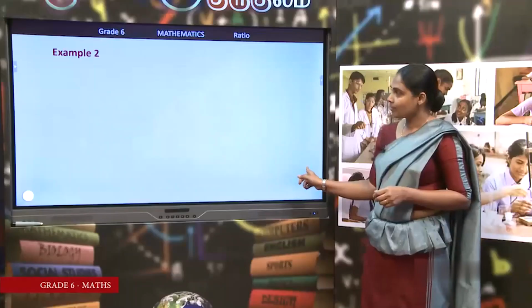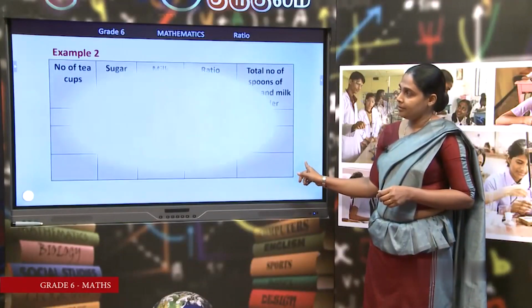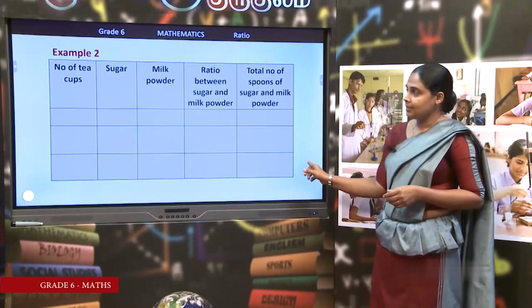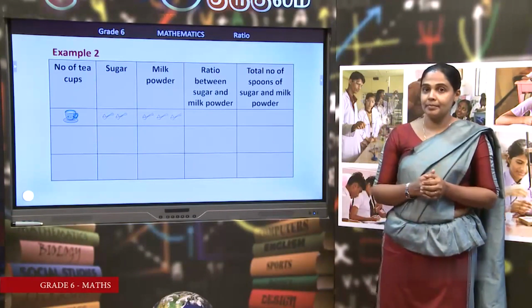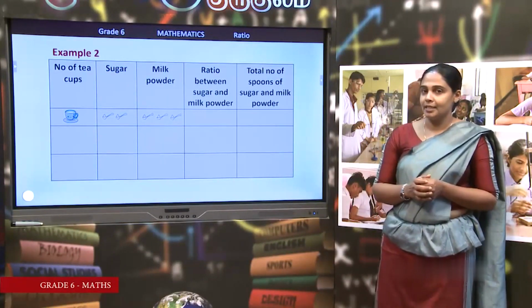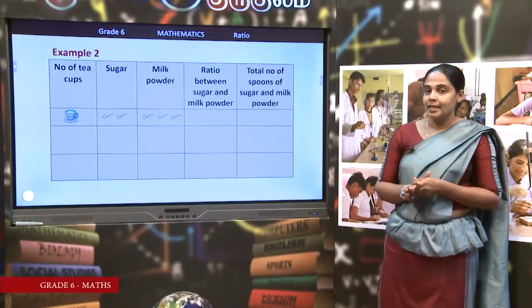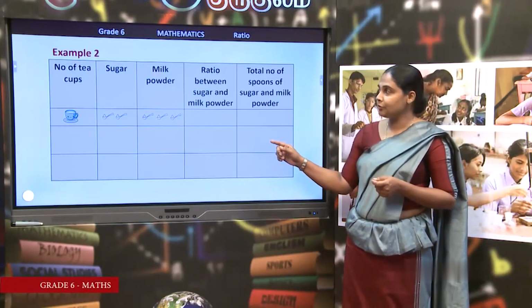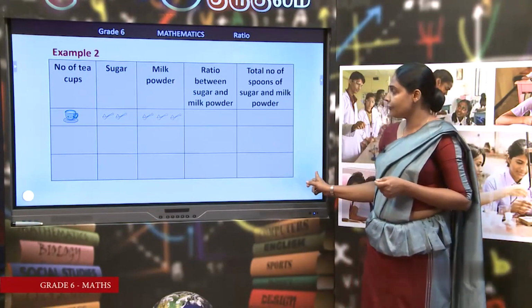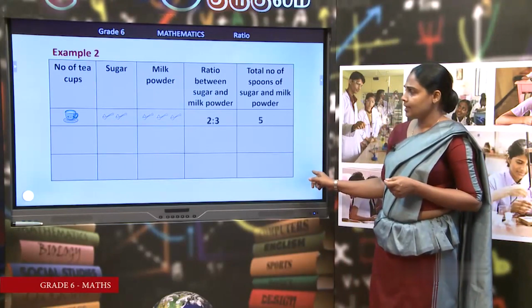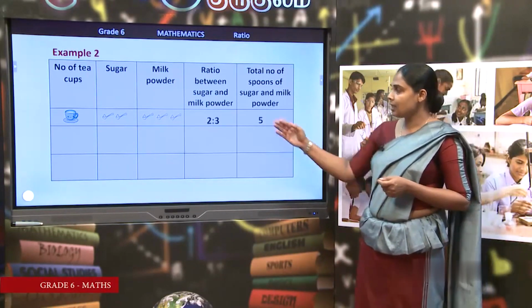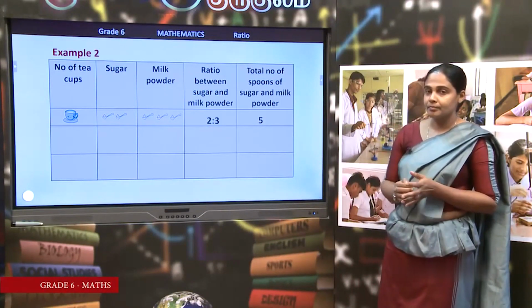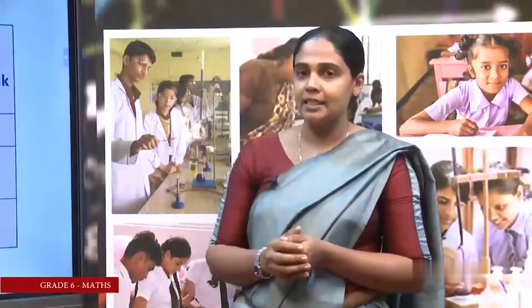Now, another example. Remember our first example. We made a cup of tea. Your delicious cup of tea. Then what are the ingredients we added? 2 teaspoons of sugar, 3 teaspoons of milk powder. The ratio was 2 to 3. Then count the total number of spoons. It is 5.